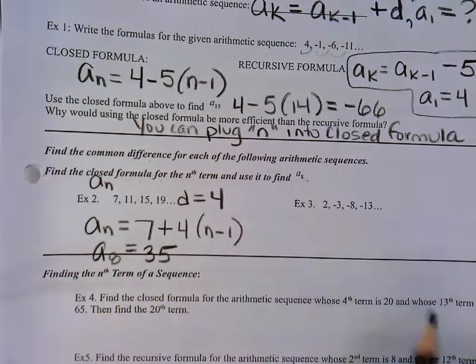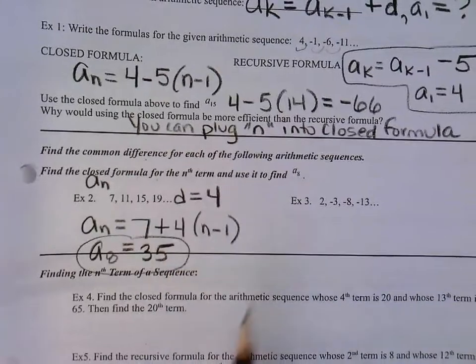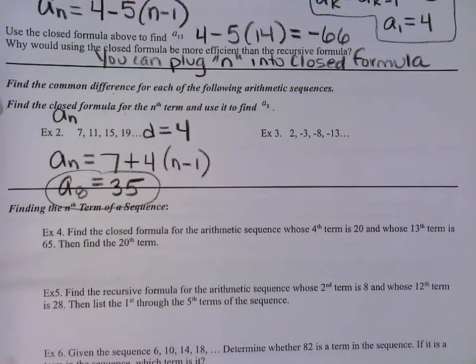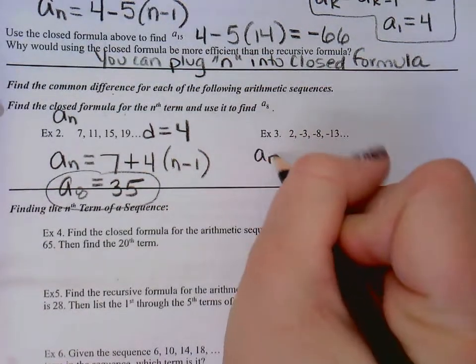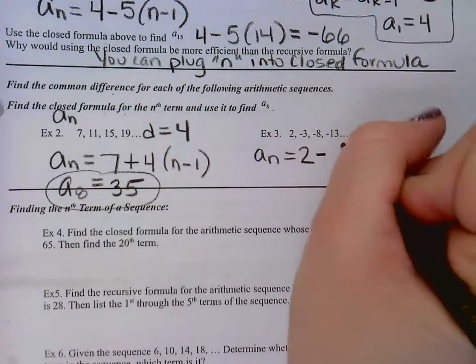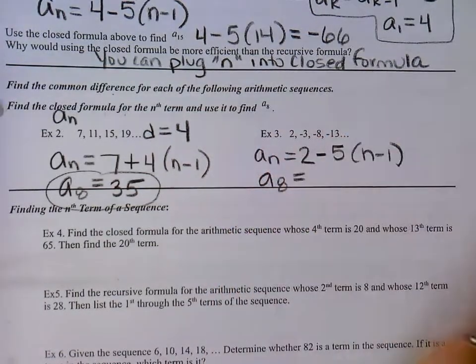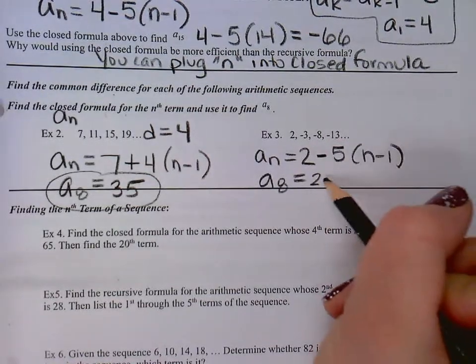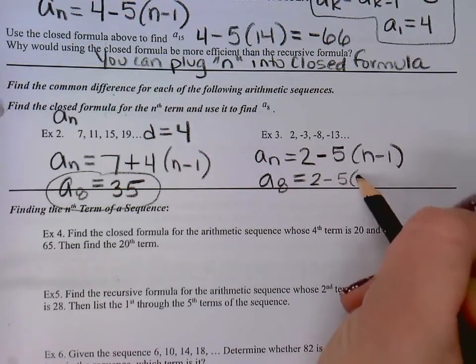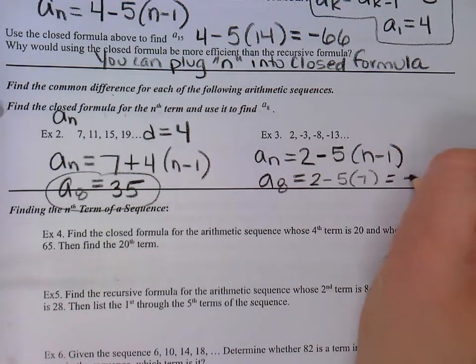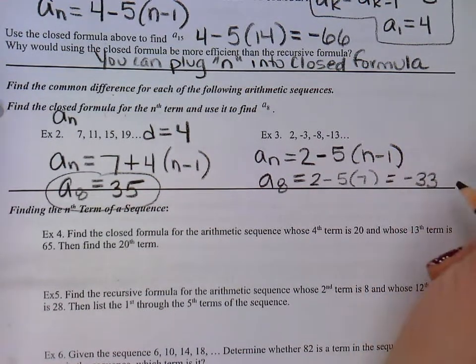All right, so you do example 3, and then we're going to do some problem solving down below with arithmetic sequences. So for the sake of my video, a sub n is 2, and I'm subtracting 5 times n minus 1. So when I want to generate the 8th term, I'm doing 2 minus 5 times 7. So 2 minus 35 is what, negative 33? Is that what you got? Okay.